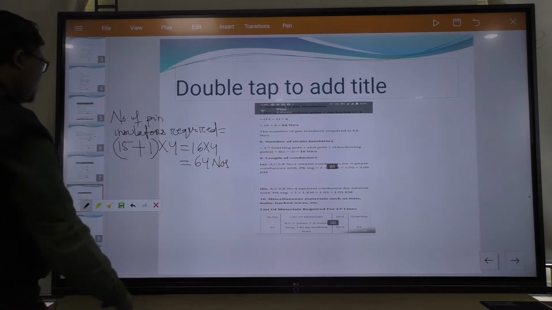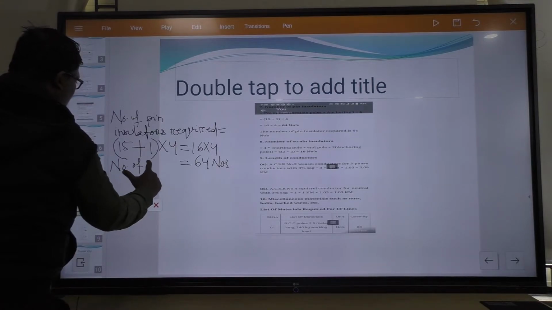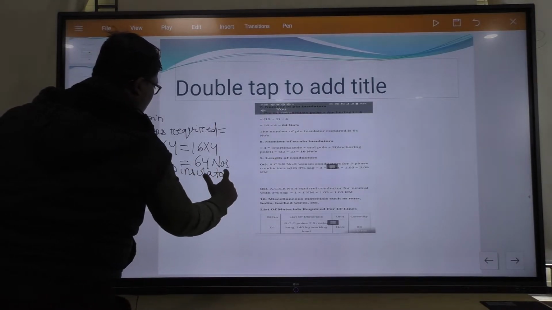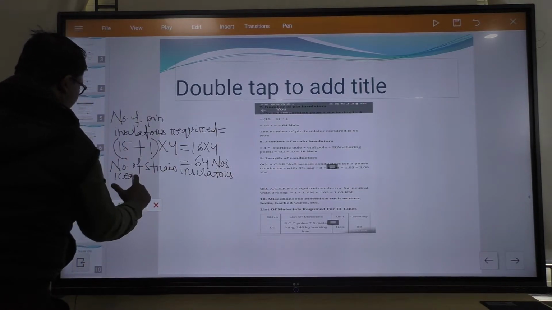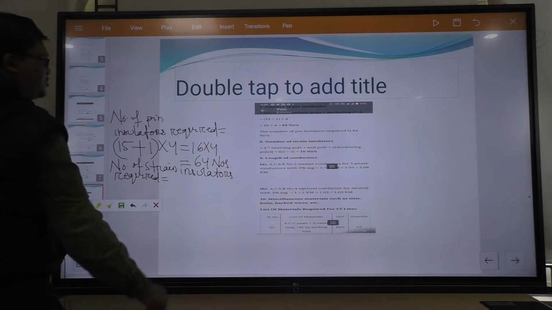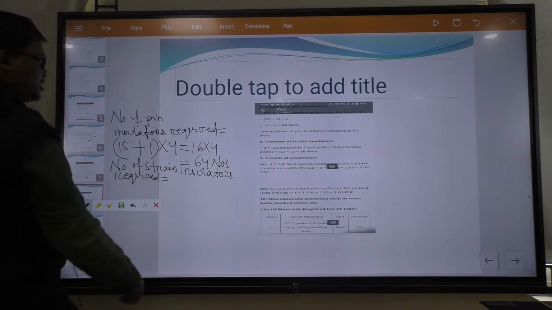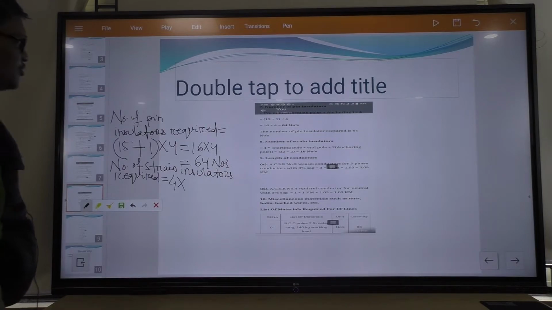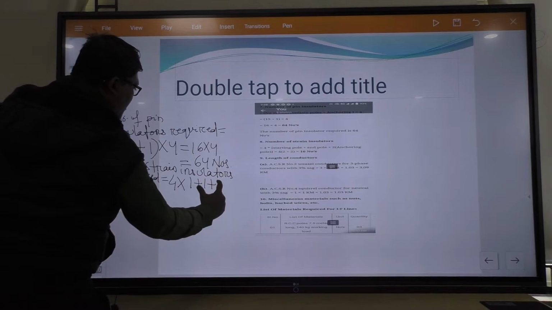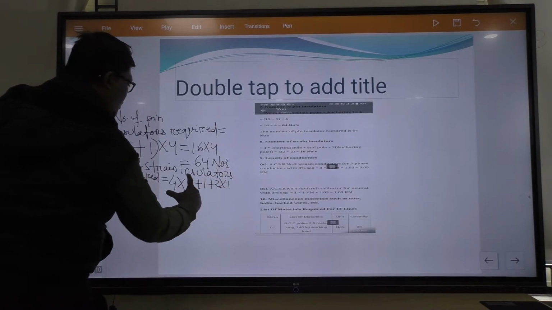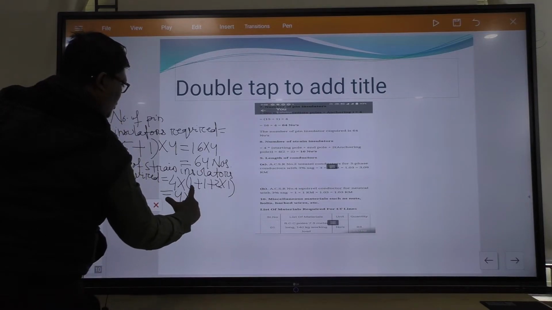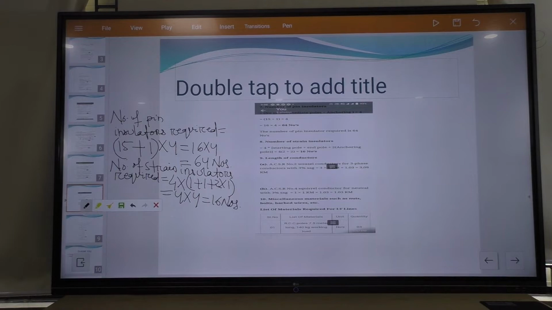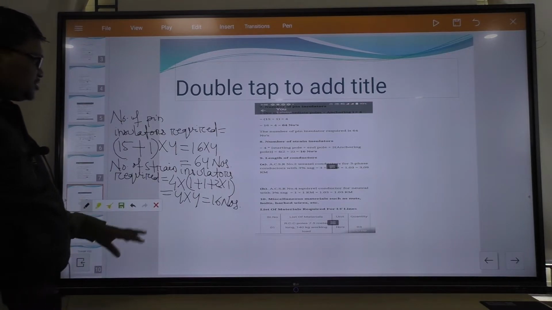So number of strain insulators required is equal to 4 into starting pole plus ending pole plus 2 anchoring poles. So starting pole 1, ending pole 1, plus 2 anchoring poles. So this will give 4 into 4, that is equal to 16 numbers. So number of strain insulators required is 16 numbers.